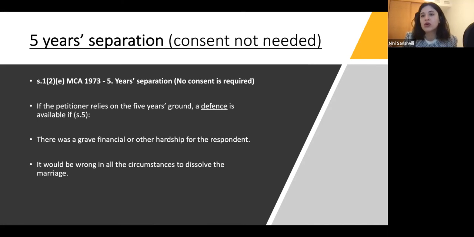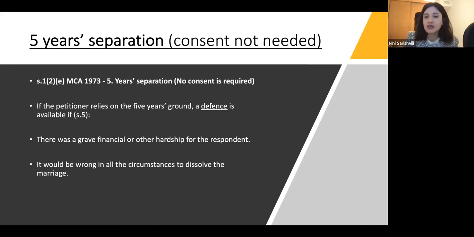But with the new law, this will change. And so, as you can see, even if the couple have been separated for 5 years, there is a defense. If the court sees that it would be wrong to dissolve the marriage, they may not grant the divorce, even if they have been separated for 5 years.